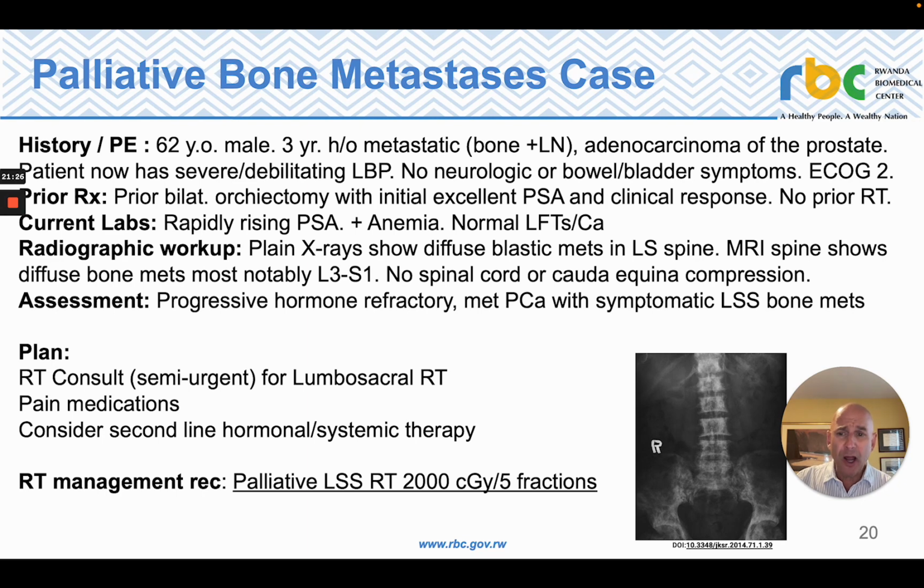We also want him to be evaluated for improved pain control with medications. And we want the oncologist to evaluate the patient for possible second-line hormonal or systemic therapy to address his disease throughout his body. Remember, the radiotherapy in this palliative setting is to that area that we would be treating, the lower lumbar and sacral spine, not the whole body, although he clearly has progression at multiple sites.